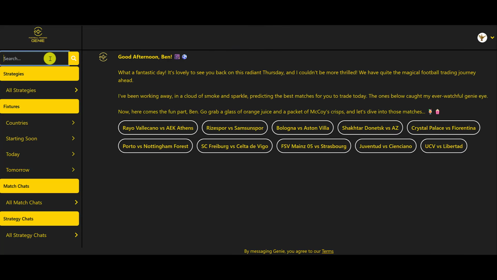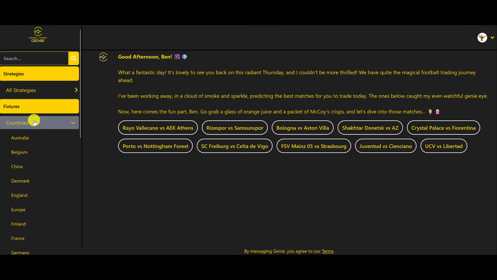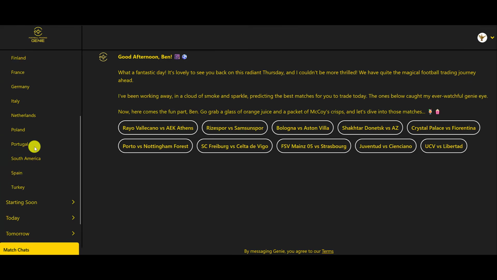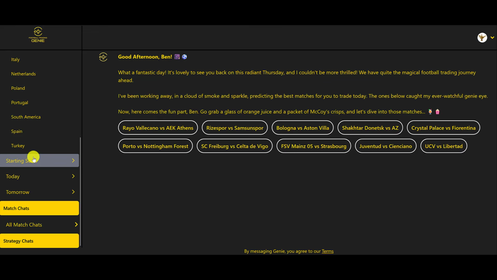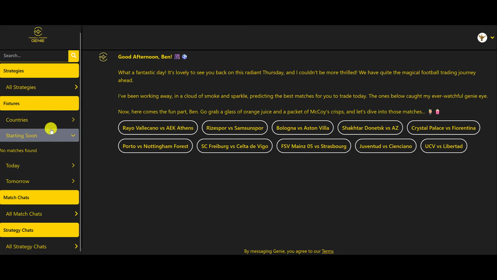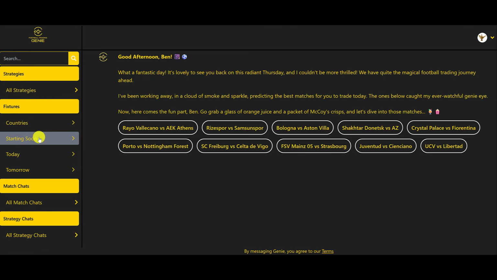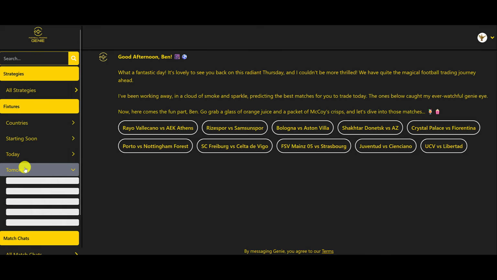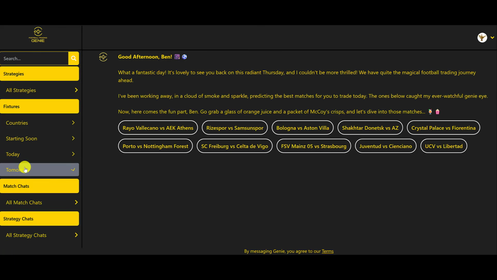So you can press the search and search for a specific match. If you want, you can, of course, start to go via the countries. It shows whatever matches are available over the next 24 to 48 hours. You've got the starting soon, which at the moment, morning time, so yeah, there's no matches starting soon. You can also look at matches that are tomorrow. Also, if you wanted to look a little bit further ahead, then you've got your chats also, which currently I don't have any open. So you've also got the strategies.